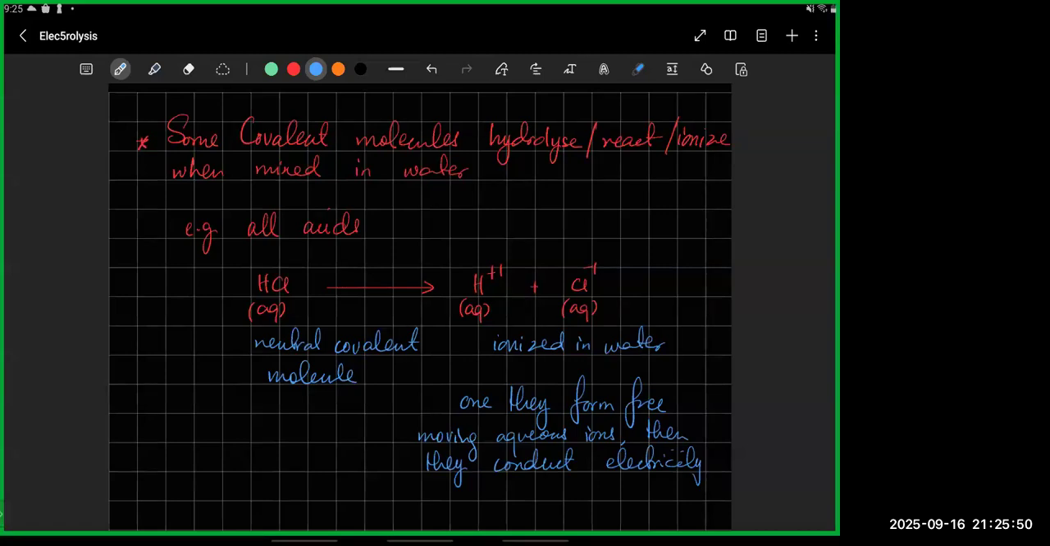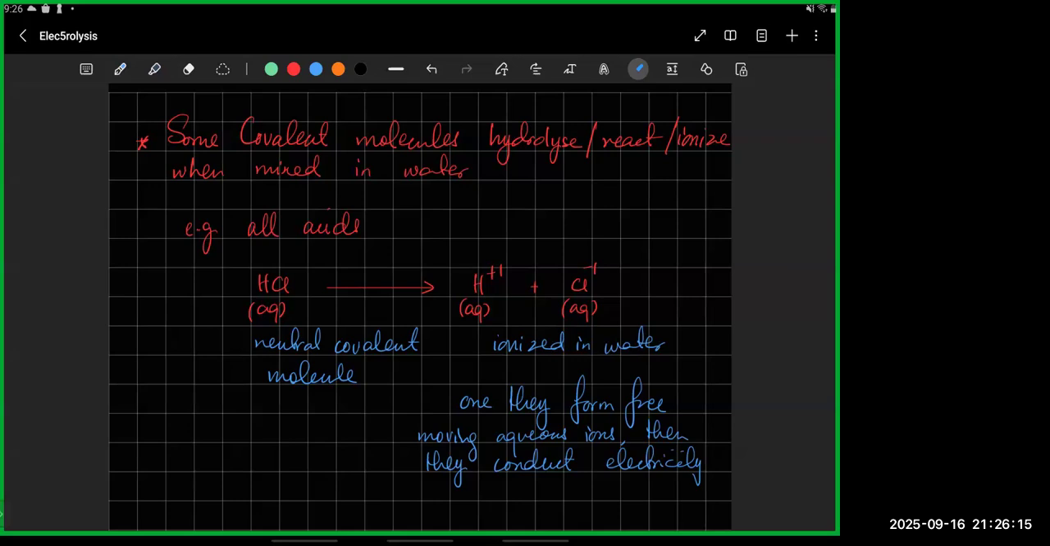Some of them are going to react, so keep this in mind. Acids, although they're covalent, in HCl the H doesn't have +1 and the Cl doesn't have -1. They're sharing electrons. But when they react with water, when they collide with water, they break down in the middle and turn into H+ and Cl- ions. And now they are ions. Okay? So once they've become ions, they will conduct electricity.